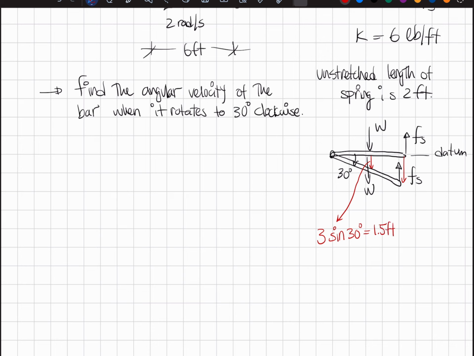The larger value, this point here, is 6 sine 30, and this gives us 3 feet as the vertical drop. So we don't have any forces being applied other than just gravity doing its job. So this is another sort of conservation of energy problem. T1 plus V1 is equal to T2 plus V2.